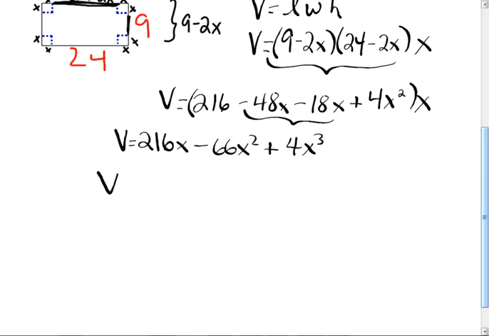What's v prime? Because remember, where do max and mins occur? They occur at endpoints if I have a closed interval. Is this a continuous function? Yeah. I'm going to close that interval. We'll do that in a second. So what's the derivative here? Minus 66 times 2, 132x, plus, take the derivative of 4x cubed, 12x squared.